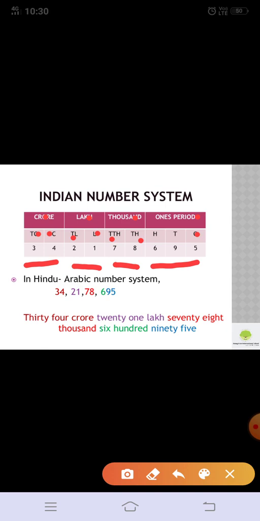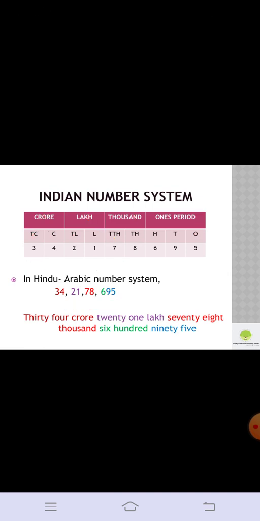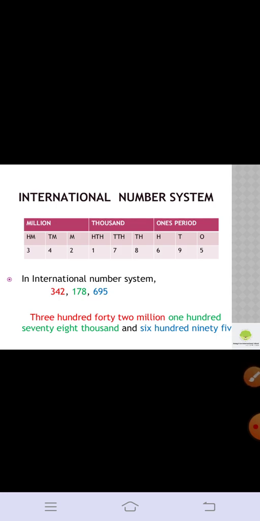After the ones period, before every two digits we can insert a comma. So like that we can represent the number in the Indian number system. This is the number name in the Indian number system: 34 crore 21 lakh 78,695. Now we are going to see the international number system.